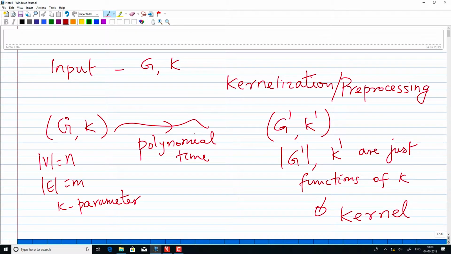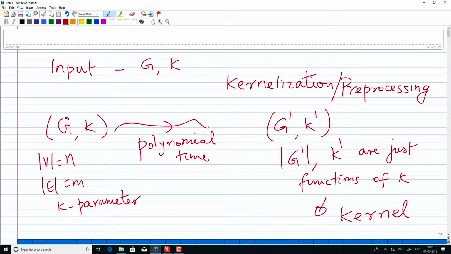I want to do in polynomial time to get a G prime, K prime, where the sizes of this G prime and K prime are just functions of K, okay? And that's obtained because they are like K square. Now on this reduced graph, you can do whatever you want. You can do some brute force algorithms, and overall, you've separated this function of K and the polynomial nicely, so that its algorithm is a fixed parameter tractable algorithm, okay?